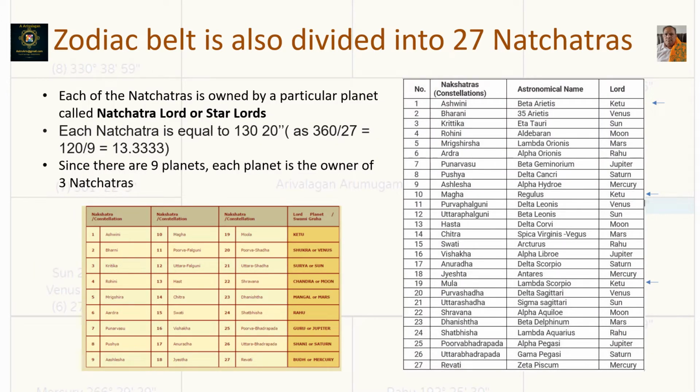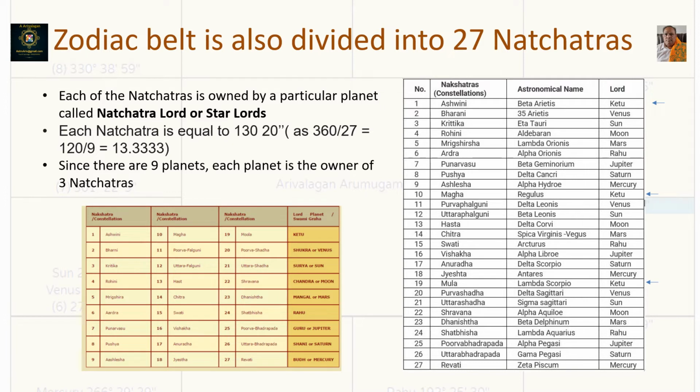Now again, the same zodiac belt from 0 degrees to 360 degrees is divided into 27 Nakshatras, and each Nakshatra is 13 degrees 20 minutes. So each Nakshatra is equal to, because 360 by 27 you get 13 degrees 20 minutes. And each planet is allocated 3 Nakshatras.